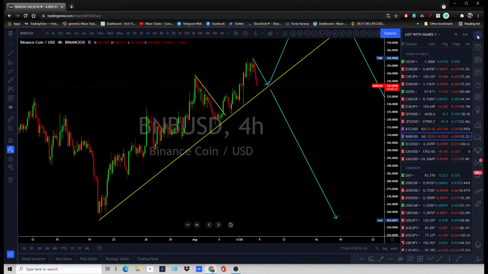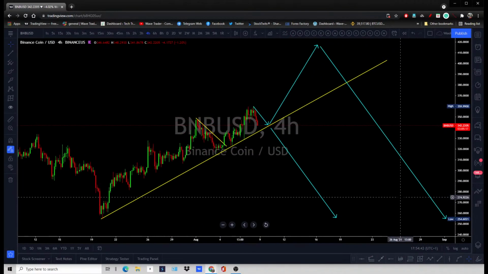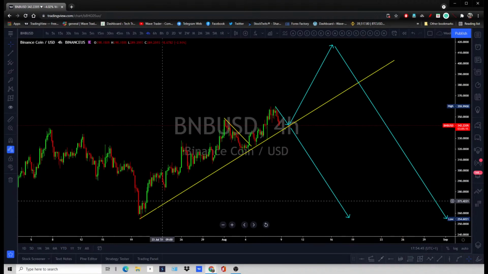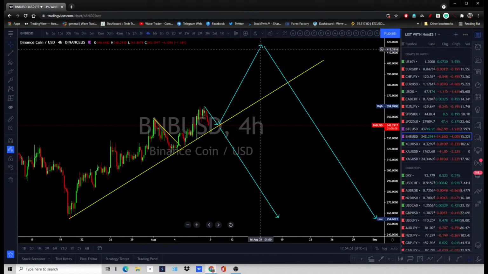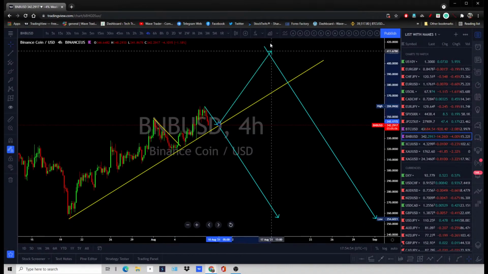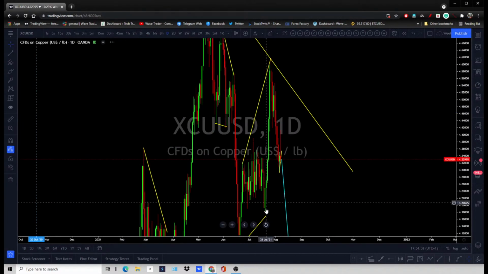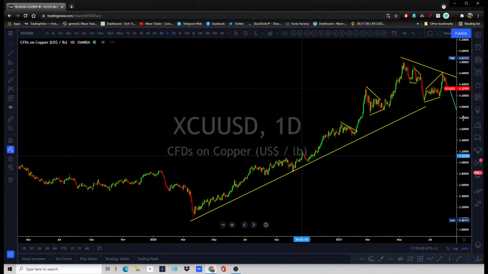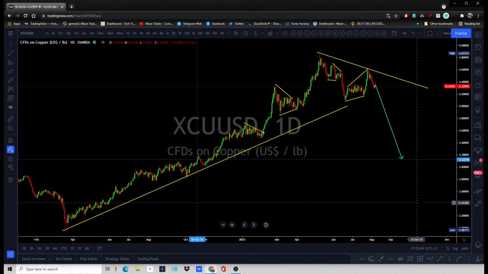Same goes with the others. BNB is already struggling, and simply BNB is going to break down and go all the way to that previous low, 50 to 60 areas. One more up leg is possible, but I'm not expecting that. Copper is also going to drop for the longer term to the downside. All these moves were inflationary moves.